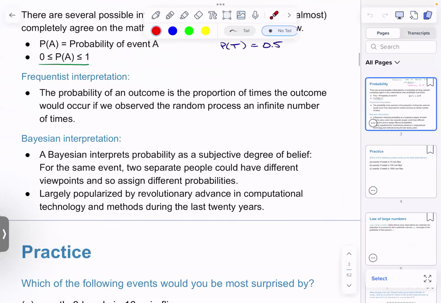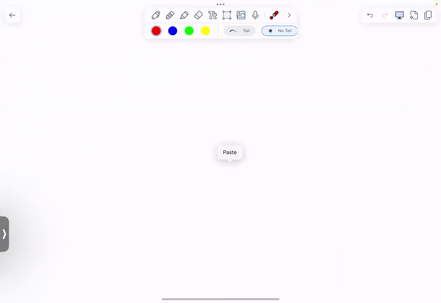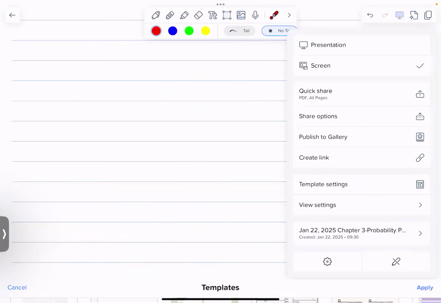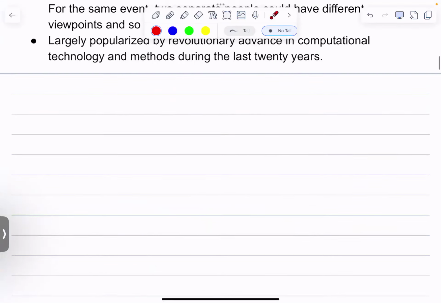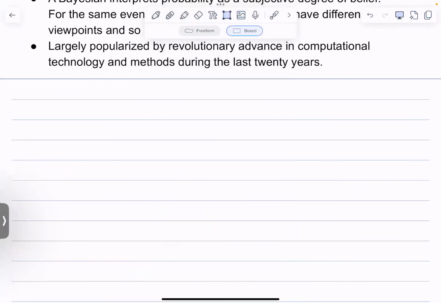Oh yeah, you bet. Oh, I want lines. And I finally figured out how to do it while I was sharing my screen. So that's exciting.